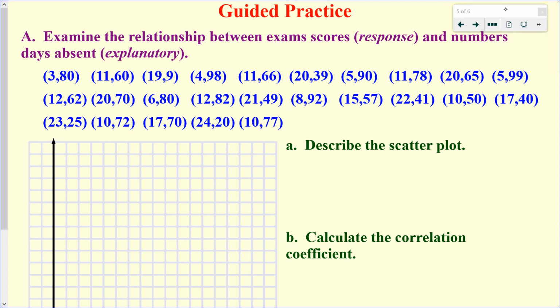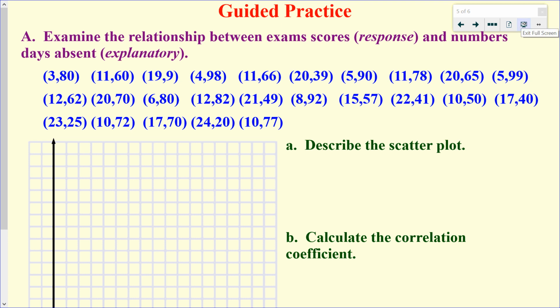Okay, ladies and gentlemen, now we're going to look at the first of our two examples. Please bear with me. I am going to be going back and forth between this slide as well as the Inspire emulator. Here we're going to examine the relationship between exam scores, which will be our response variable, and numbers of days absent, which is going to be our explanatory variable. Each set of data is represented as an ordered pair, with the x being days absent and the y being the score on the exam.